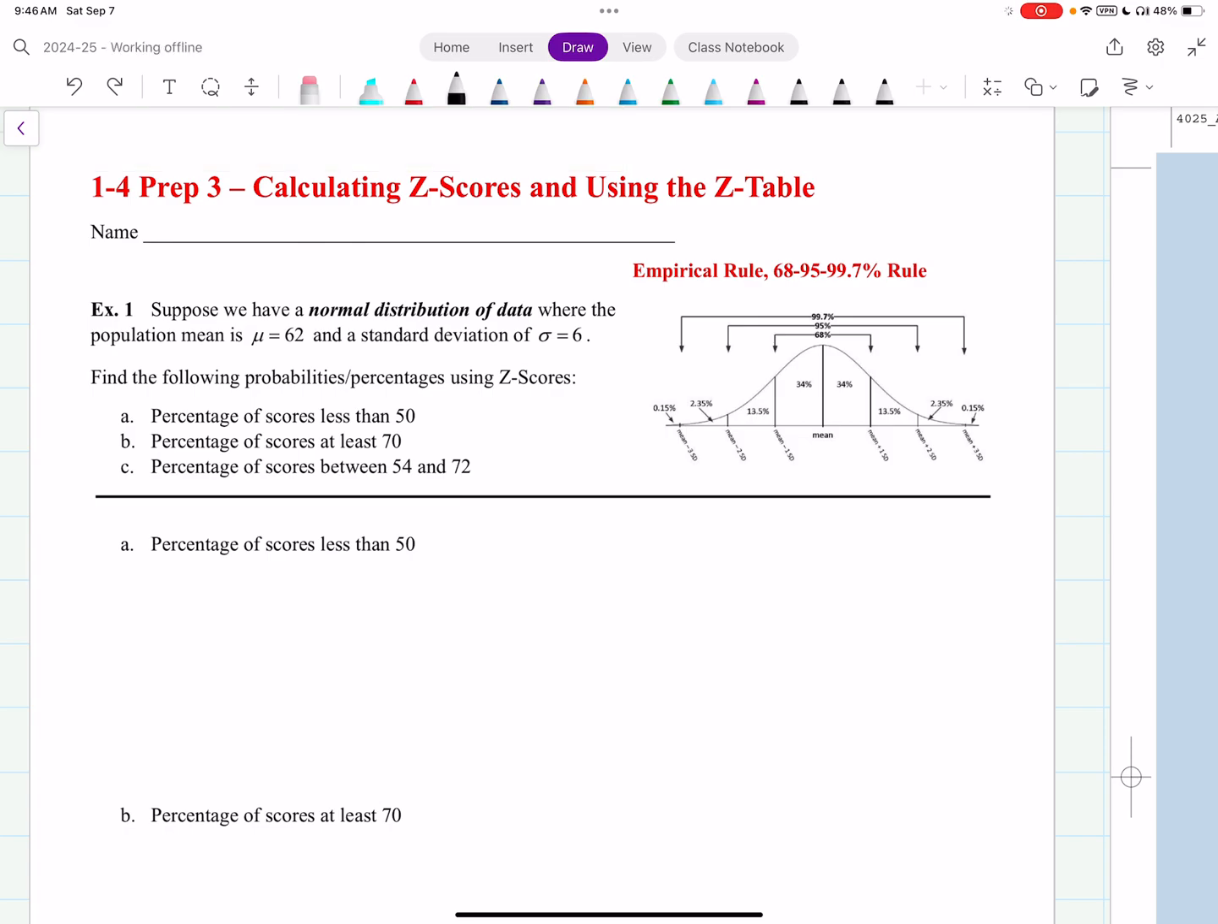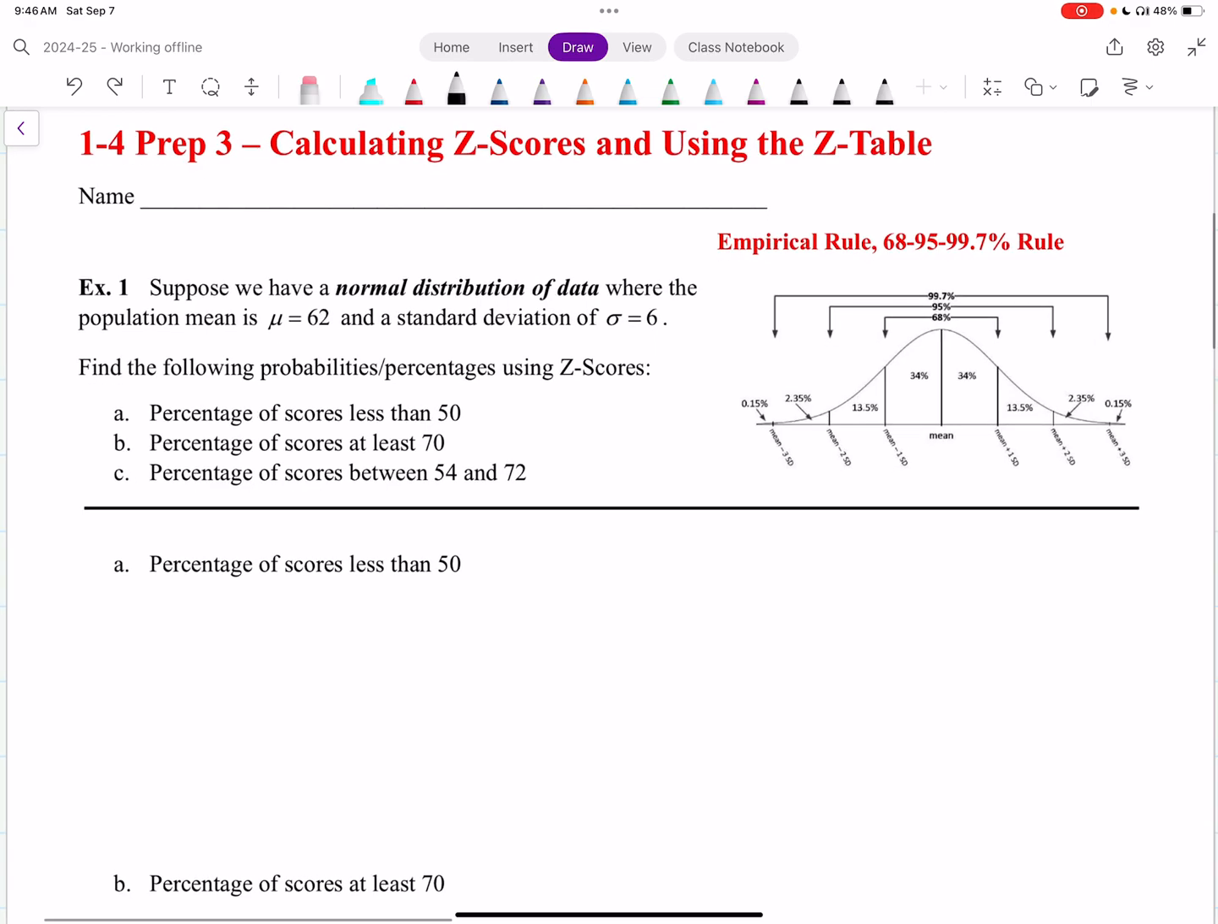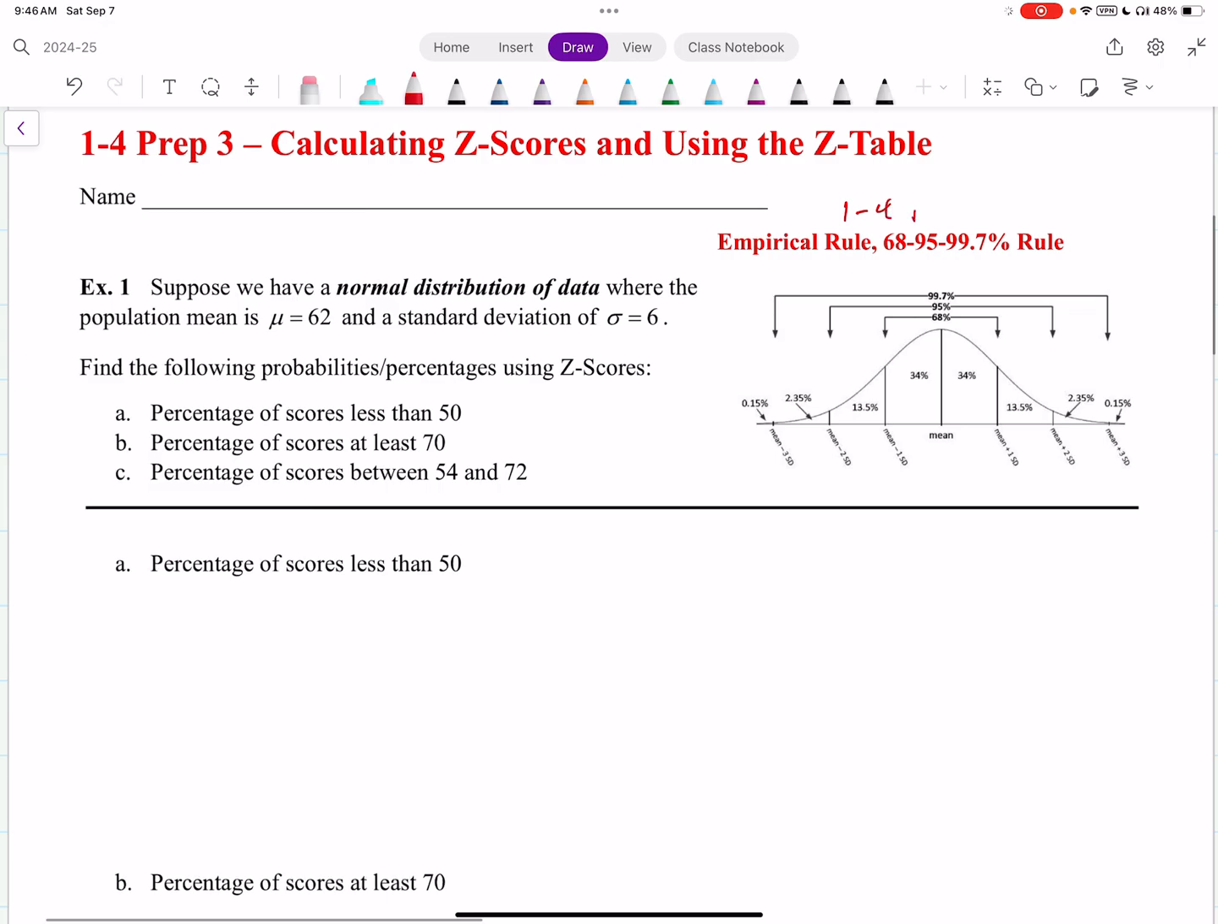Okay, so let's read the problem here. Suppose we have a normal distribution of data. That's important here. We talked about the empirical rule. This is 1-4, this is prep 2. I talked about that previously here. So if you haven't gone through the empirical rule, you should pause the video, go back and do that first, and then you'll understand what's going on. We're going to use that today a little bit here. We'll back our percentages up by this.